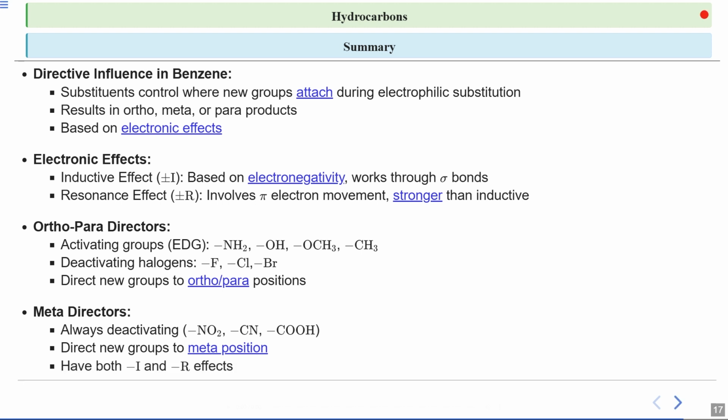Now, meta directors have both minus I and minus R effects, meaning they withdraw electrons through both sigma and pi bonds. This doubles the withdrawing, makes the ring much less reactive, and ensures that substitution happens at the meta position only. This was all for today's class.